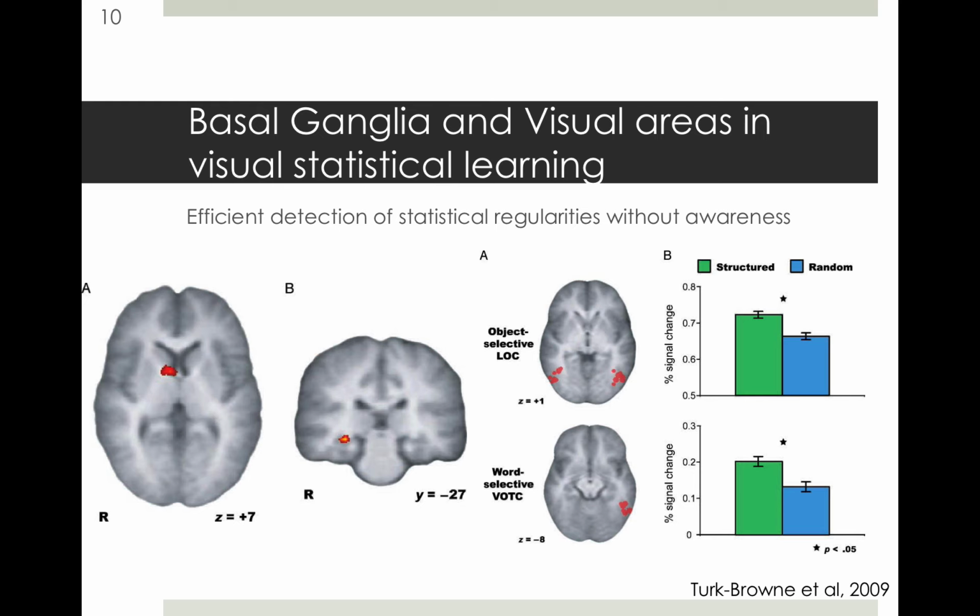Okay, any questions about this? Okay. Yeah, so ventral occipital temporal cortex. You don't need to know exactly where they are, but it's generally part of the late visual system.